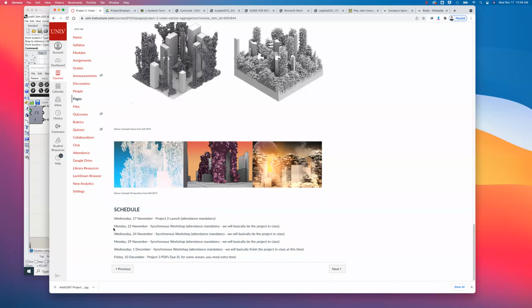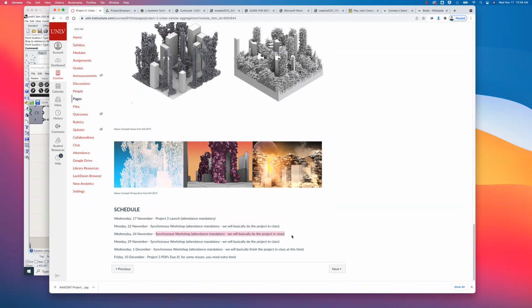On Monday, when next time we meet, we'll have a synchronous workshop where we work on these step by step. I'll have some files for you to download. You can download them ahead of time or at the beginning of class. They'll be up on Canvas ahead of time. We'll be able to do these things step by step together. Wednesday, the day before Thanksgiving, is also a synchronous workshop.